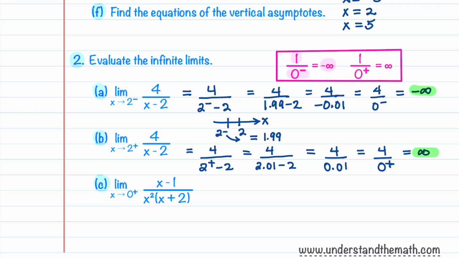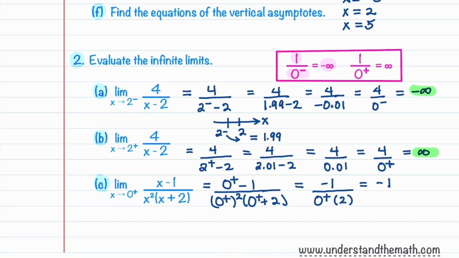Now let's look at part C. We're going to begin by plugging in that x is equal to 0 from the right. So we have 0 from the right minus 1, all divided by 0 from the right quantity squared, 0 from the right plus 2. 0 minus 1 is just minus 1. And then 0 from the right squared is going to be positive, so we write that as 0 from the right. And then 0 from the right plus 2 is just 2.